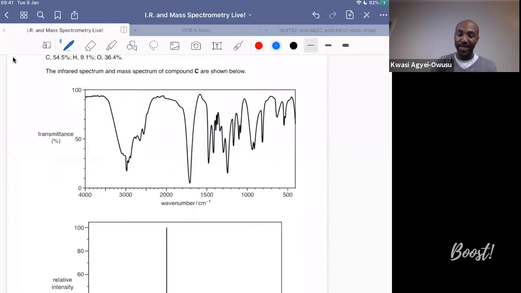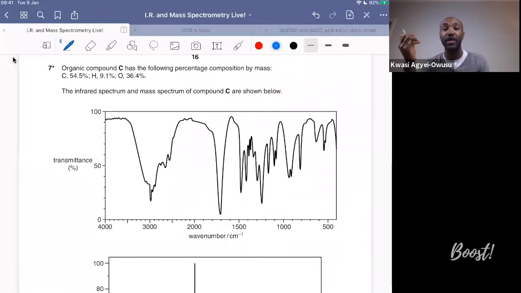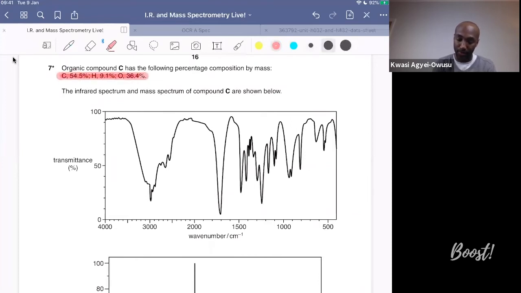Again, we've got data telling us about the percentage composition of the different elements in our mystery compound. Elemental analysis is telling us we've got 54.5% carbon, 9.1% hydrogen, and 36.4% oxygen. So that data can be used to work out the empirical formula for this compound. If we highlight that and note the significance of it, that allows us to work out the empirical formula.